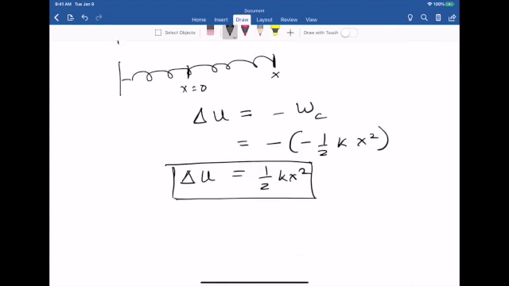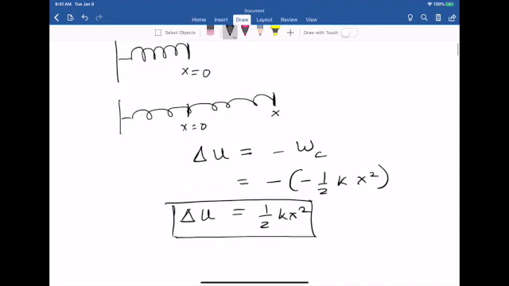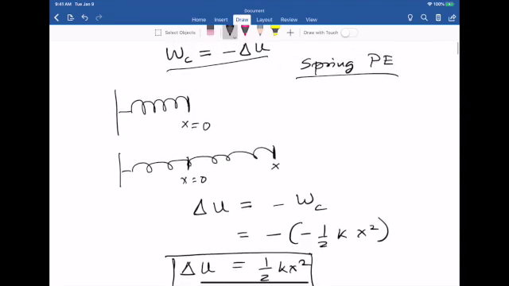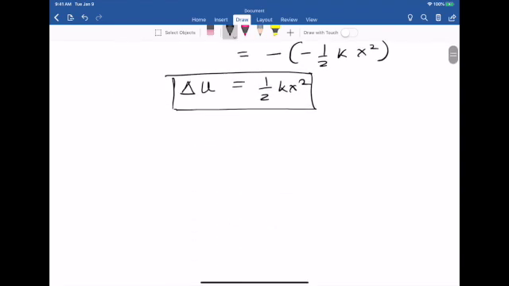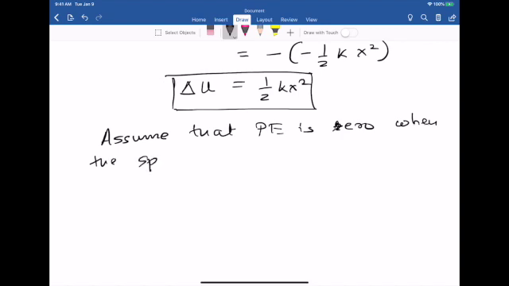Right? And typically, this is giving us the difference in potential energies between this configuration, the unstretched configuration, and this configuration where the spring has been stretched. Typically, what we do is we assume that the potential energy is 0 when the spring is unstretched.